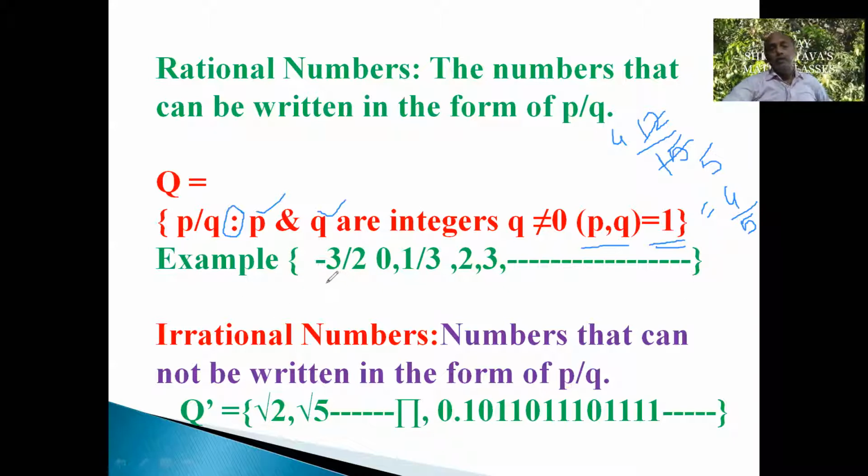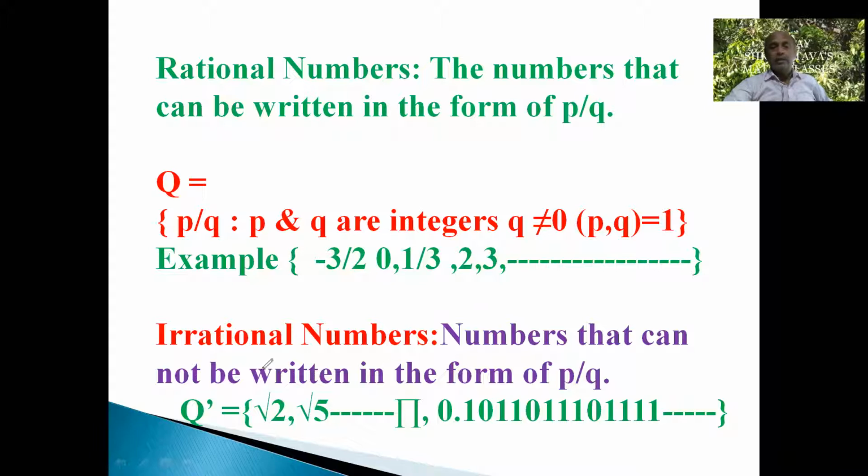Examples are clearly written over here: -3 upon 2, 0, 1 upon 3, 2, 3, and so on. Such types of numbers come in this category, that is the rational numbers. Next number is irrational number. It is represented by capital Q dash. So here we can write all the numbers that cannot be written in the p upon q form, that is √2, √5, pi, also irrational numbers, and the numbers that are sometimes repeating and sometimes not repeating also come in this category of irrational numbers.